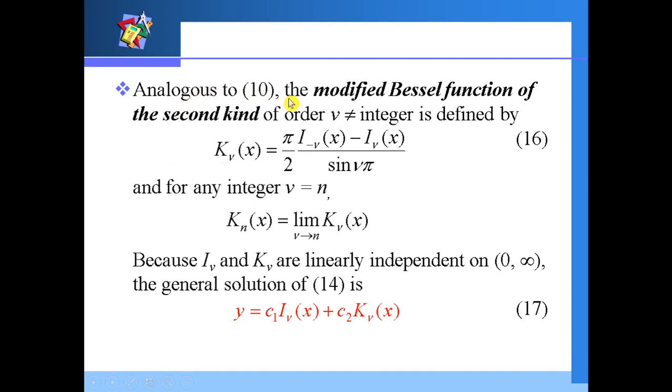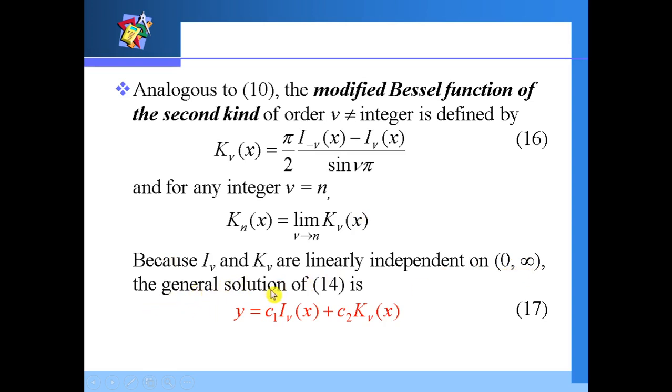Analogous to 10, the modified Bessel function of the second kind of order v, not equal to an integer, is defined by K_v(x) is equal to pi over 2 sin v pi times (I_negative v of x minus I_v of x). This becomes equation 16. And for any integer v is equal to n, K_n(x) is equal to the limit as v approaches n of K_v(x), because I_v and K_v are linearly independent on 0 to infinity.